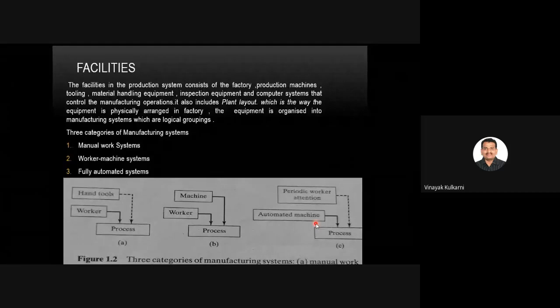Then we have worker machine systems. That is the second one: worker, machine, and the process. In this system, a human worker operates powered equipment such as a machine tool or other production machine. This is one of the most widely used manufacturing systems.